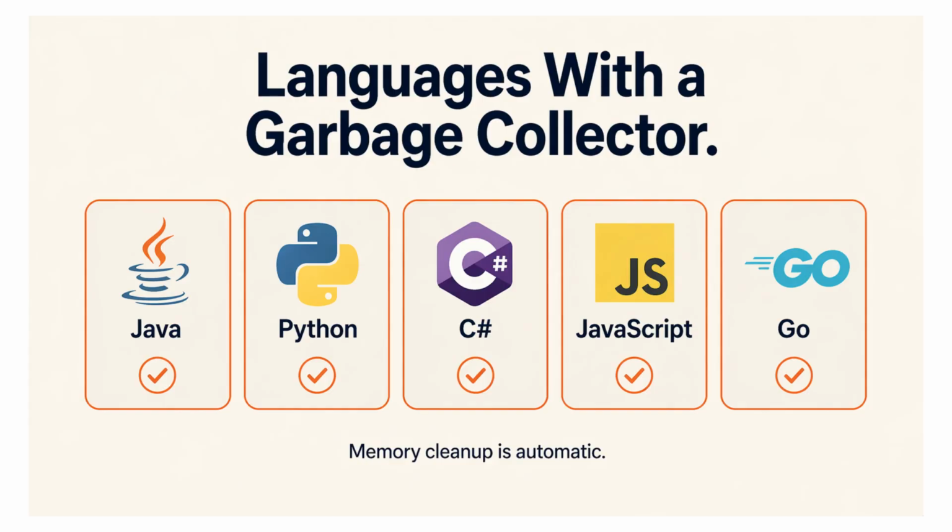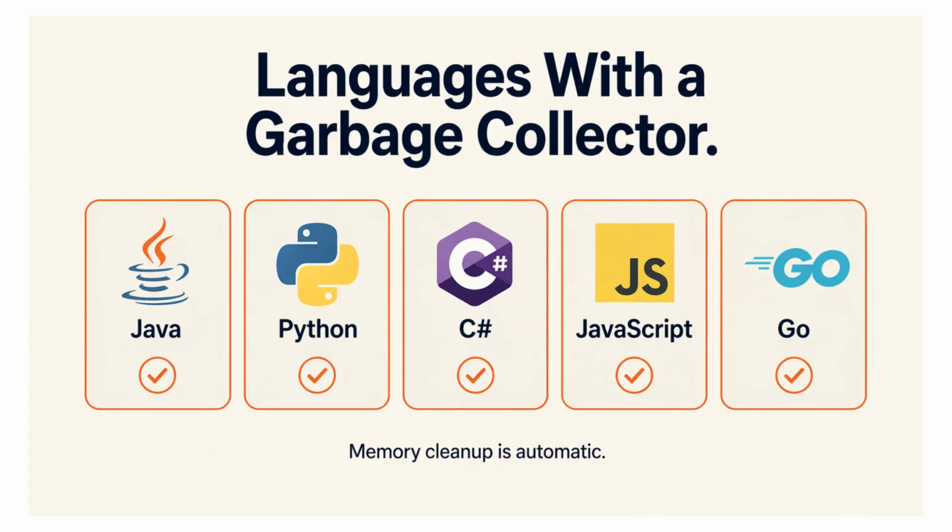C# also has a powerful garbage collector, especially used in game development and Windows applications. JavaScript, the language that runs every website you visit, has its own garbage collector working inside your browser. And Go, a modern language built by Google, comes with a fast and efficient garbage collector designed for performance. In all these languages, you focus on building features. The language handles memory cleanup for you.